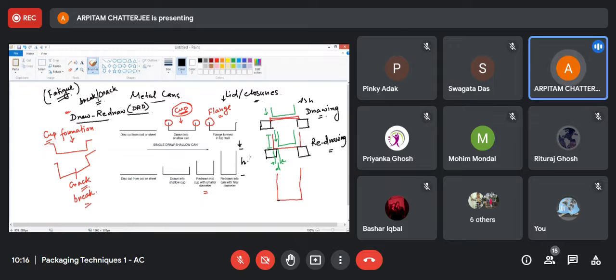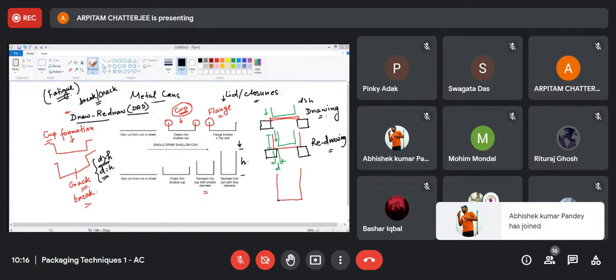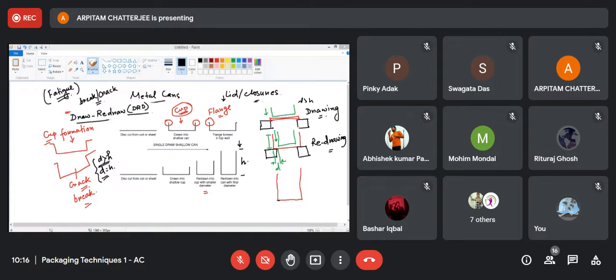As you can understand, in this case there is a limitation, you cannot just keep on increasing height. Okay, so that is why this is majorly useful where you have a shallow can, that means your diameter is higher than height, or maybe diameter is equal to height. Other cases we generally don't prefer to use these draw redraw cans. Okay, so this is how DRD can works. If you have any doubt, ask me. Otherwise, I will go to the next topic.